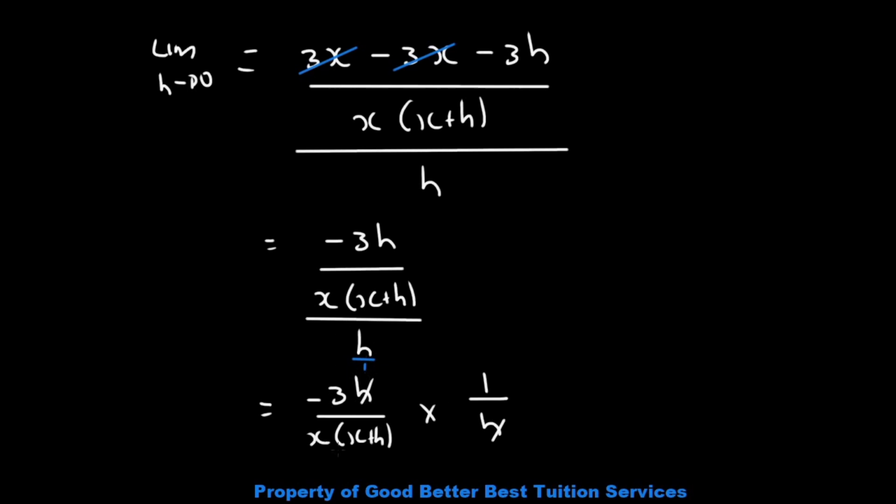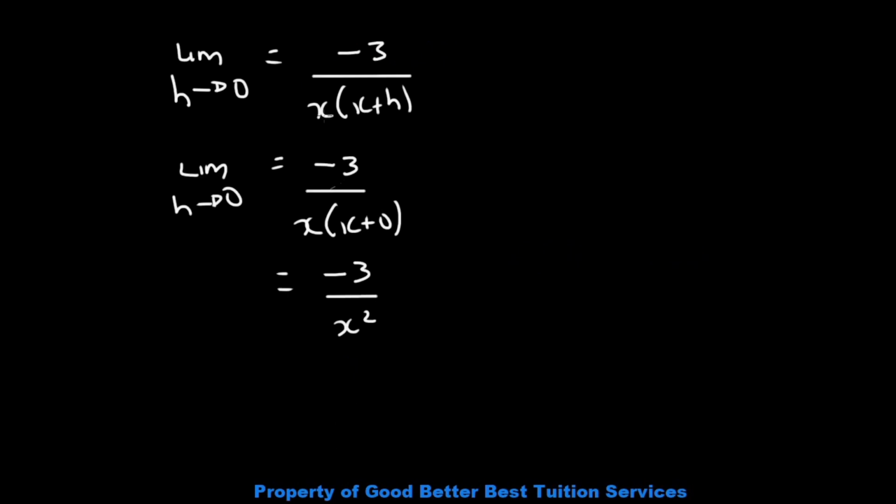So we have minus 3h over x times (x plus h), and we multiply, there's the multiply, by 1 over h. We tip the fraction over. And so what happens is the h will cancel the h, and we are left with minus 3 over x times (x plus h). Before we multiply out, we are going to apply our limit as h tends to 0, and that's going to be minus 3 over x squared as your final answer.